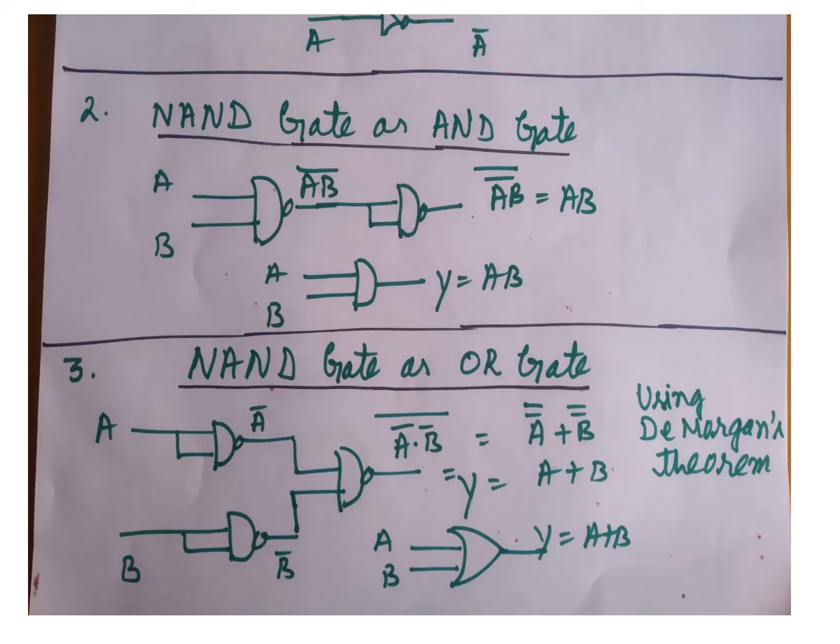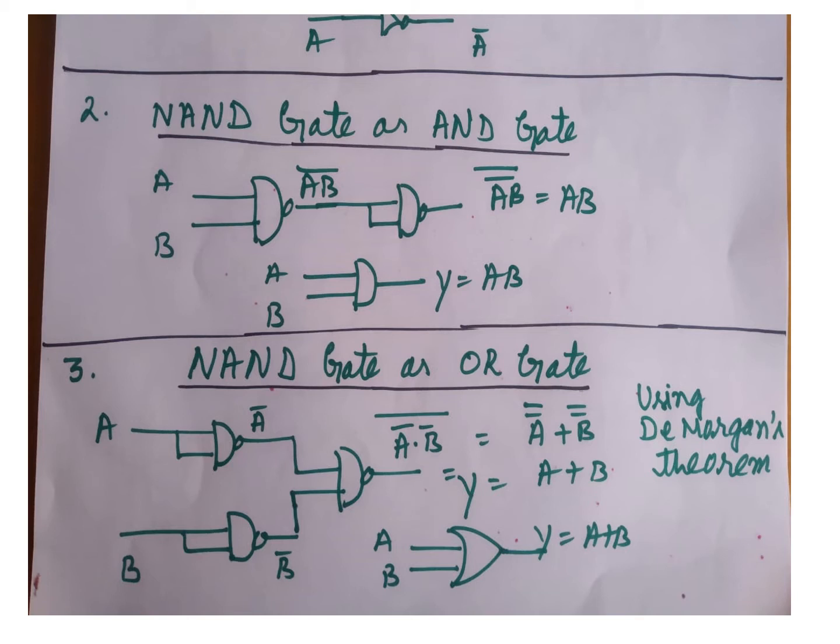The symbol for AND gate is shown here. A and B are the inputs. Y is equal to AB is the output. The same output is obtained by using NAND gates. Hence AND gate is realized using NAND gate.